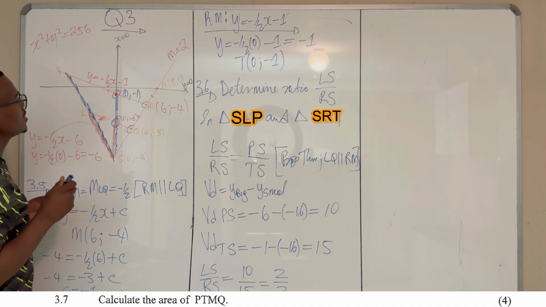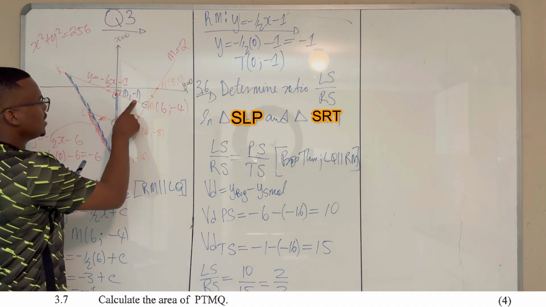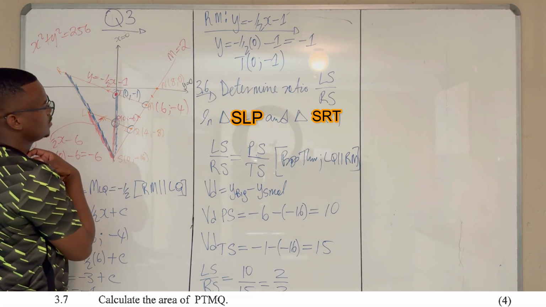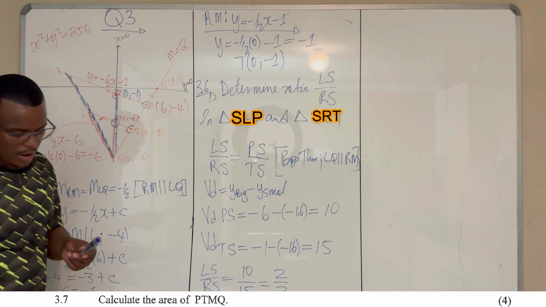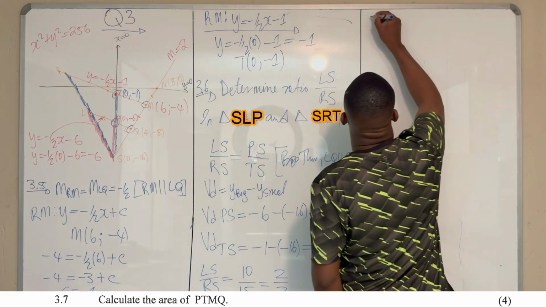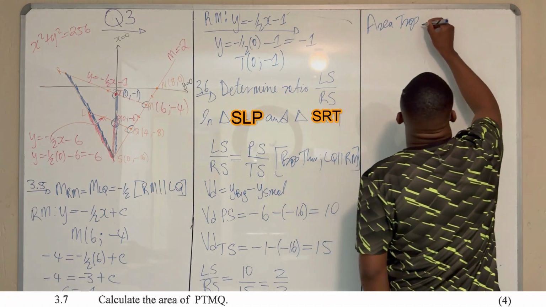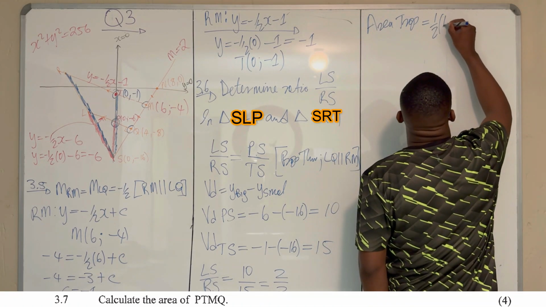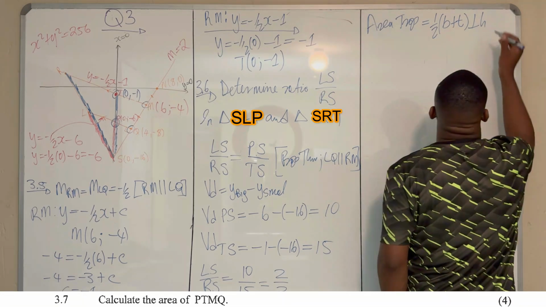What is this? This is a trapezium if you look at it, because two opposite sides are parallel. Only two opposite sides are parallel, so these ones are not. So this is a trapezium. So maybe you know the area of a trapezium. So the area of a trapezium is equal to half of your base length plus your top length times the perpendicular height.